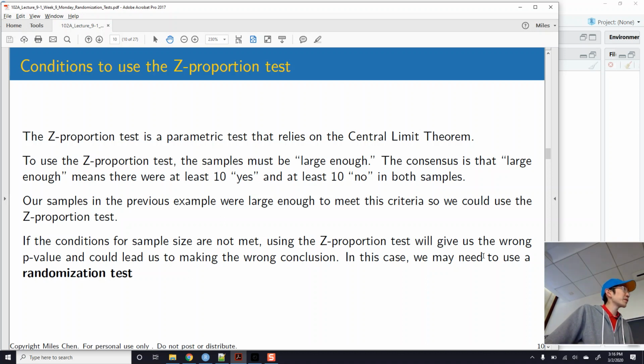If the conditions for the sample size are not met, then using the Z proportion test would give us the wrong p-value, okay? And could lead us to making the wrong conclusion. All right, and so in certain cases, you don't have enough data to run a Z proportion test, right? So in this example, we did a random sample, and we asked a survey question. Are you an international student, yes or no?